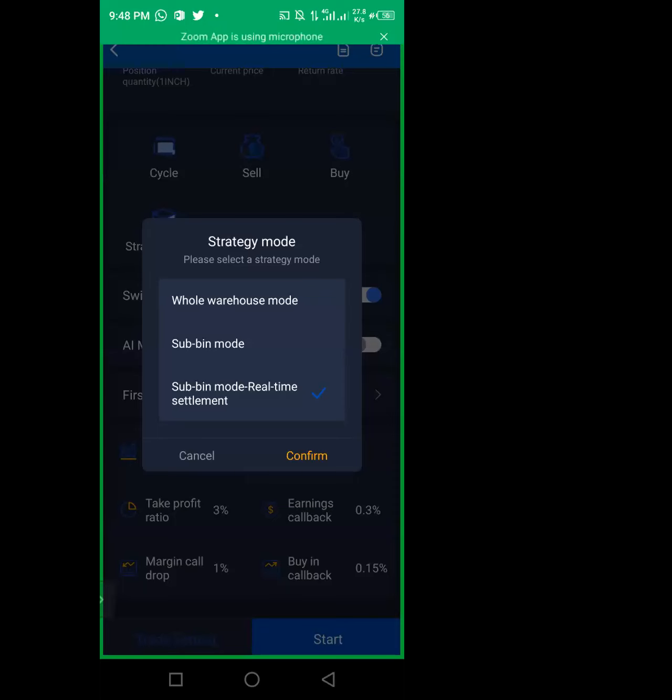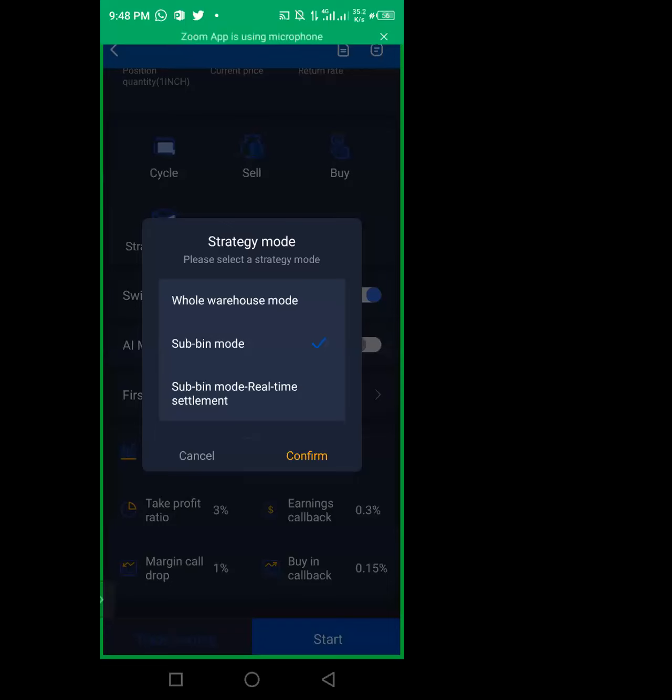They will start faulting the robot. They will start faulting cryptocurrency. They say what you don't understand, you start judging it. So please get the knowledge now. I've explained the sub-bin real-time settlement. I've explained the sub-bin mode.